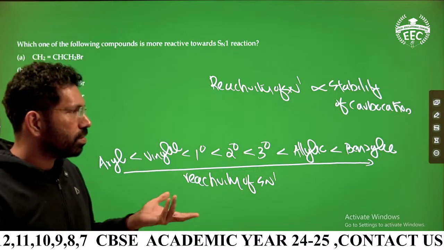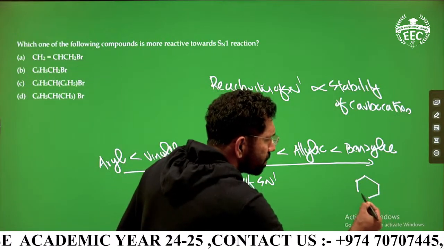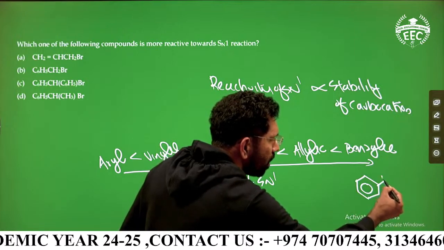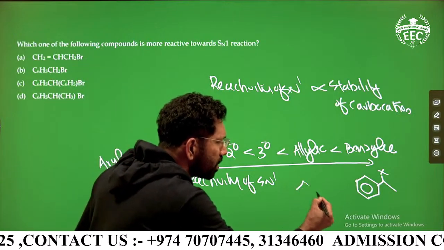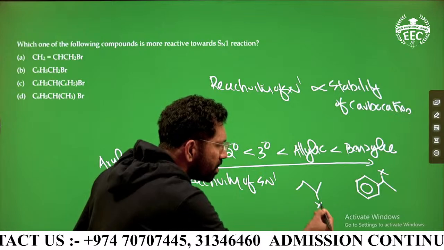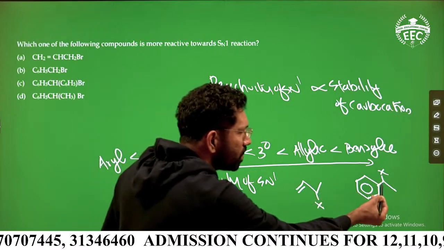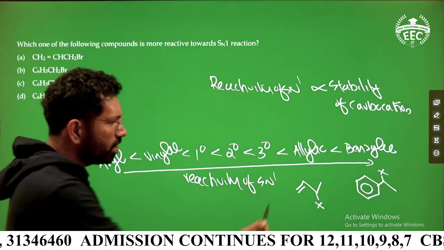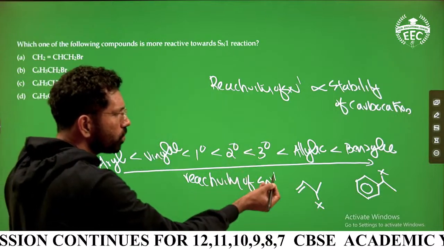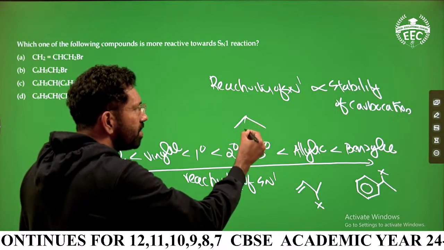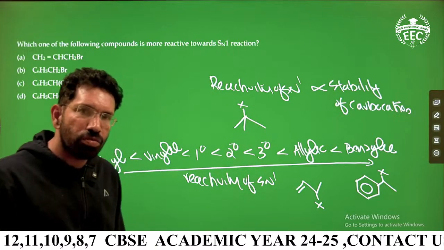Now, what is benzylic? In benzylic halide, the halogen is connected to a single bond carbon next to the benzene ring. In allylic, the halogen is connected to a single bond carbon next to the double bond. And tertiary: the halogen is connected to a carbon which is connected to 3 other carbons.